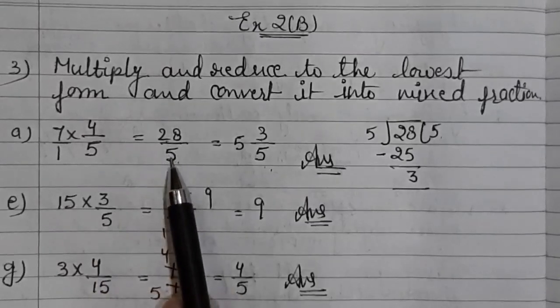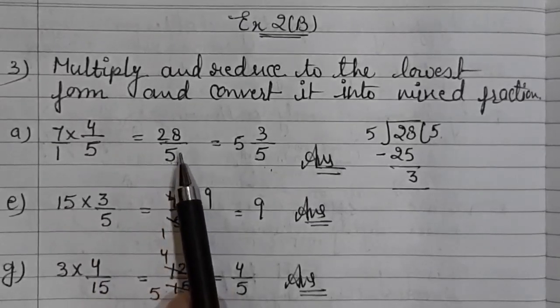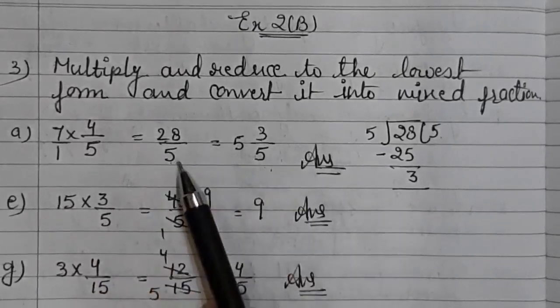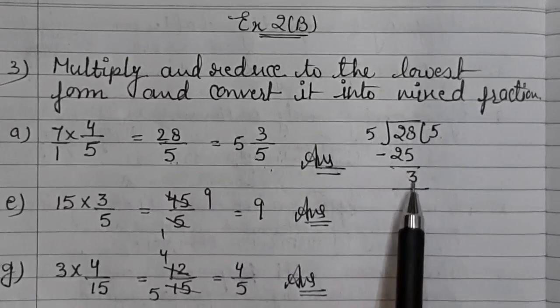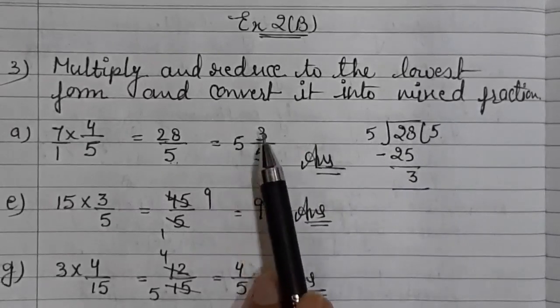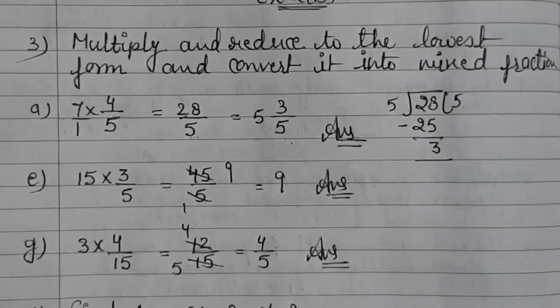28 by 5. Now convert it into mixed fraction. So when we divide 28 by 5, 5 5s are 25, subtract, 3 will come. So answer is 5 whole 3 by 5.